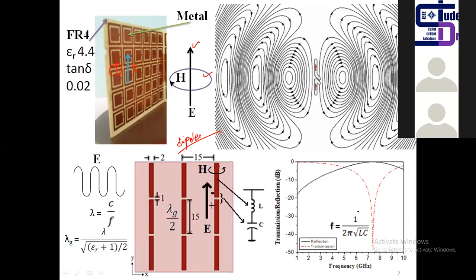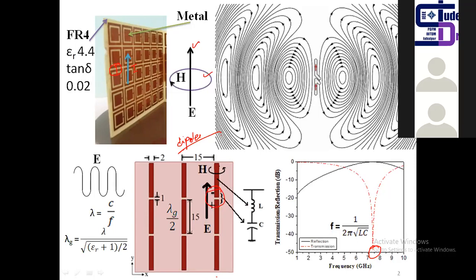That means if lambda by 2 is chosen for a frequency of 7.5 gigahertz, then for that particular frequency only, it will resonate maximum. For other frequencies, it will resonate less. So for that frequency, it will be acting like a band stop filter. Why? Because the dipole will act as an inductor. You can see here the inductor is shown, that is L. And the capacitor will be formed because of this electric field in between the two unit cells. So this LC series circuit is formed, and it's a very basic circuit for a filter.